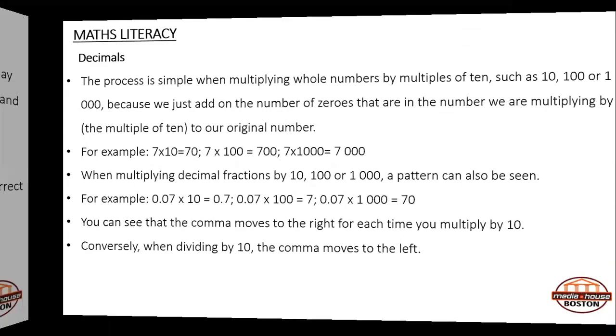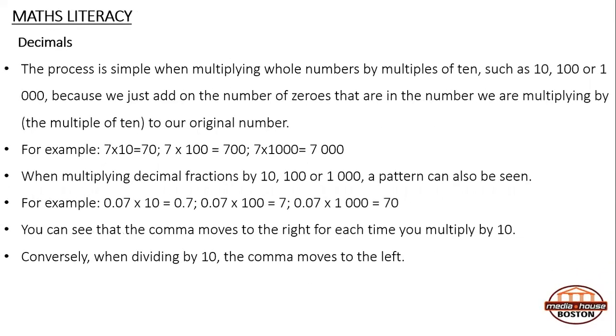The process is simple when multiplying whole numbers by multiples of 10, such as 10, 100, or 1,000, because we just add on the number of zeros that are in the multiple of 10 to our original number. For example, 7 times 10 equals 70, 7 times 100 equals 700, 7 times 1,000 equals 7,000.